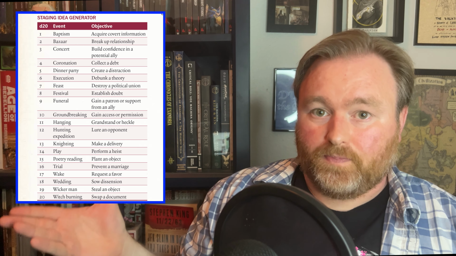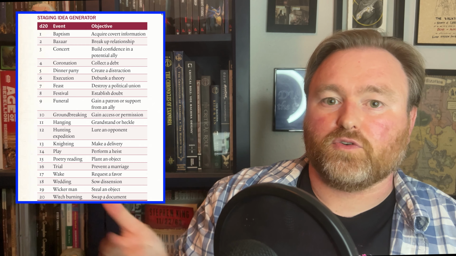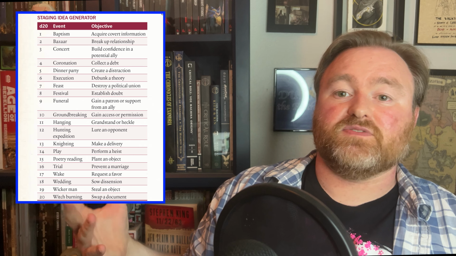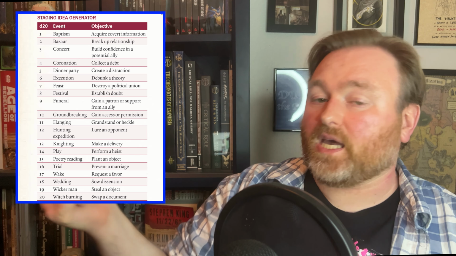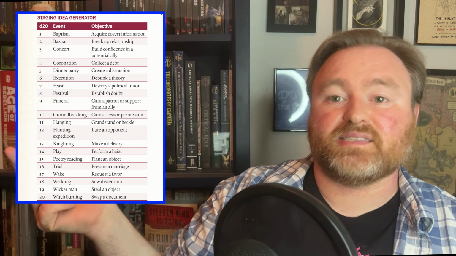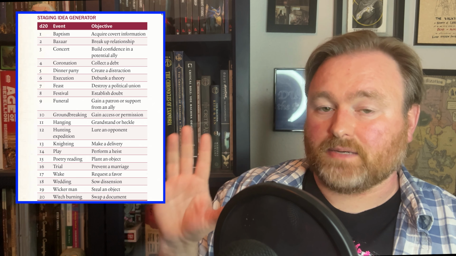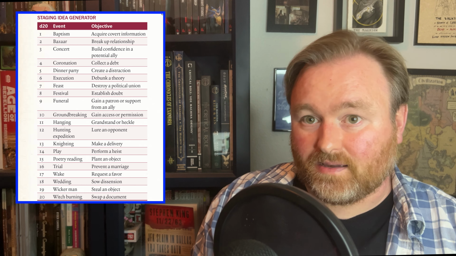And this is a great chart. You've got events like baptisms, festivals, funerals, a knighting, a play, a witch burning, and you've got objectives like acquire covert information, break up a relationship, collect a debt, grandstand or heckle, prevent a marriage. It's a great chart. I'm definitely going to use it in a campaign the next time I have to generate a plot idea for an urban setting.